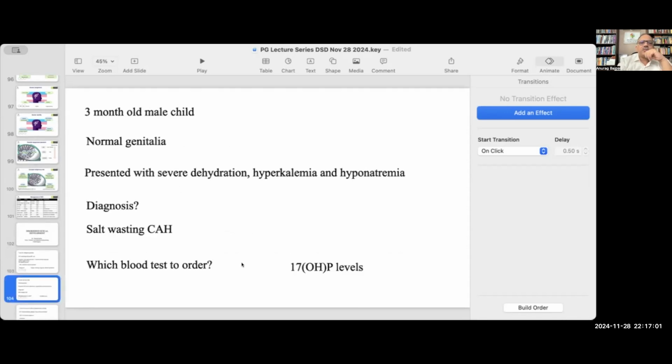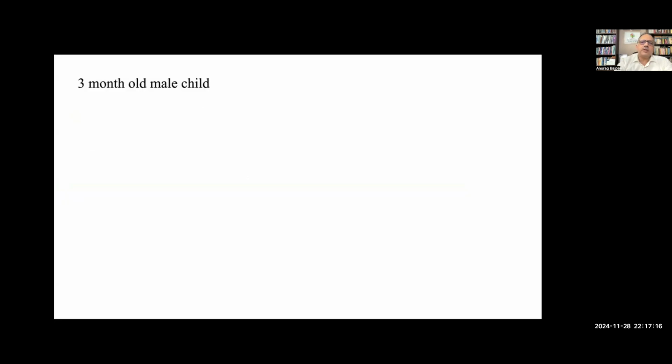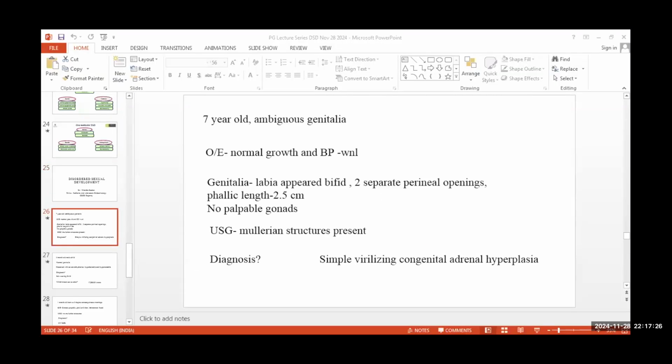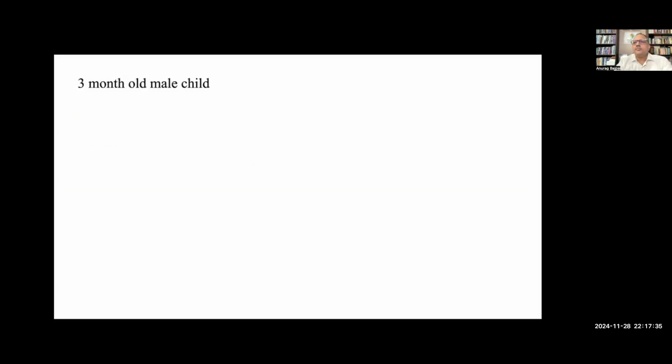We have a 3-month-old male child. You carry on. It's not coming to the screen. It's there? No, sir, you can't see it. It's been shared. It's not visible, sir. So you stop sharing, I think. Nimisha, you stop sharing. Now you can see? Now I can see.